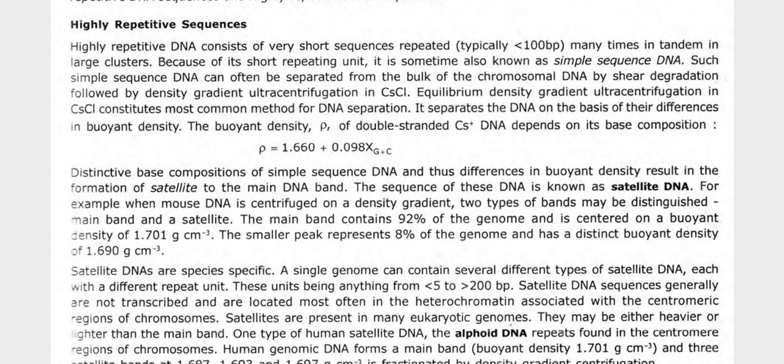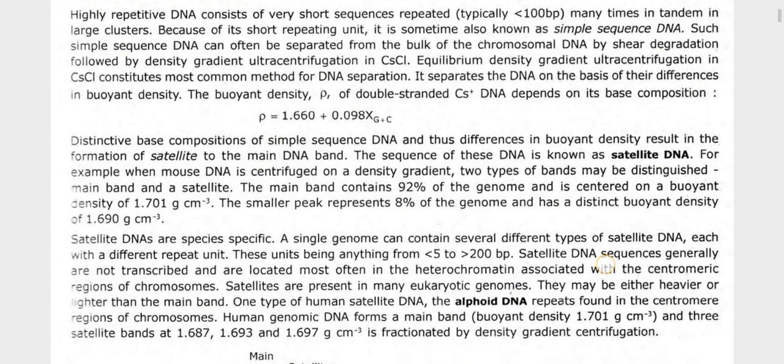Such simple sequence DNA can often be separated from the bulk of the chromosomal DNA by shear degradation, followed by density gradient ultracentrifugation in cesium chloride. Equilibrium density gradient ultracentrifugation in CsCl constitutes the most common method for DNA separation. It separates the DNA on the basis of differences in buoyant density. Buoyant density is given in this equation. Pause the video for reading.